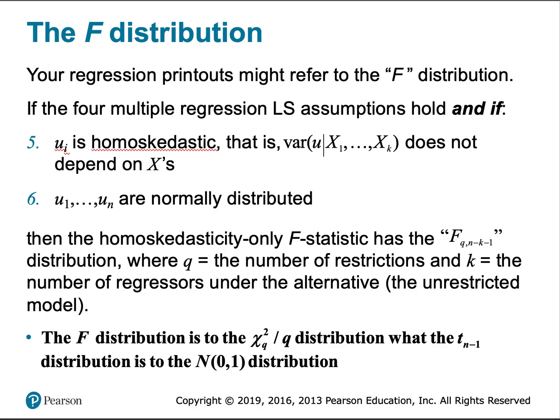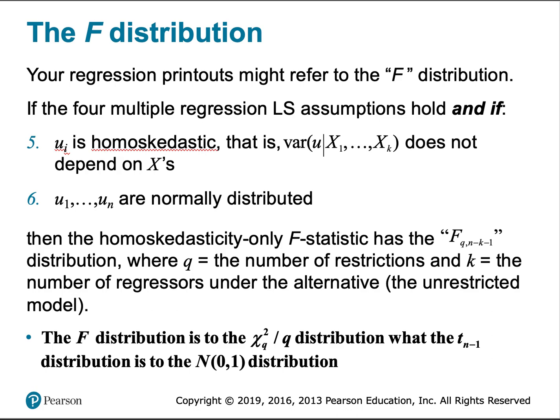Note that if the four multiple regression least squares assumptions hold, and if the regression residual is homoscedastic, that is, the variance of the OLS residual conditional on x1 through xk does not depend on the x's, and all of the OLS residuals for observations 1 through n are normally distributed, then the homoscedasticity-only F-statistic has the F(q, n minus k minus 1) distribution, where q is the number of restrictions, k is the number of regressors under the alternative, and n is the sample size.